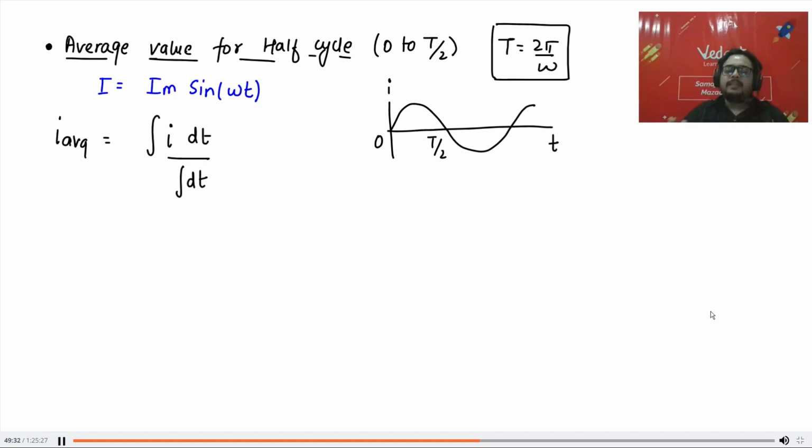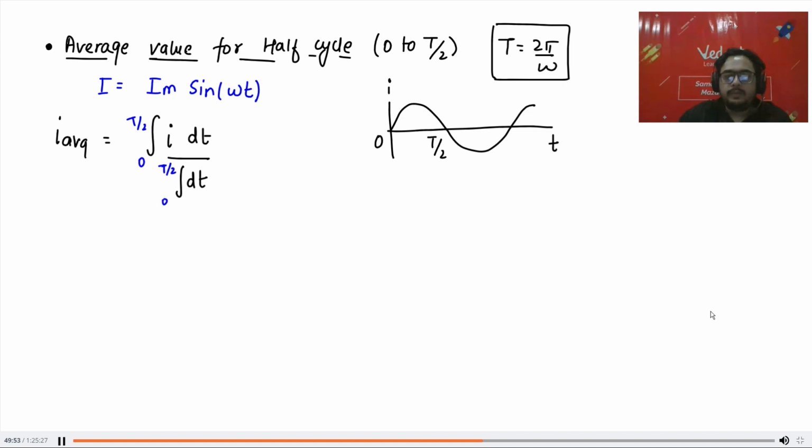Please focus on what the result is rather than why we are doing it. We have to do it like this only. Because current is variable, you will have to integrate. Exactly, Riya, where there is a variable, there is integration. And what is the limit? 0 to T by 2 upon 0 to T by 2.